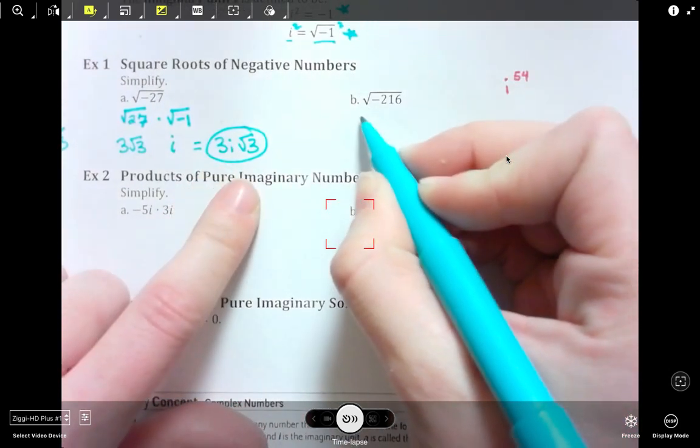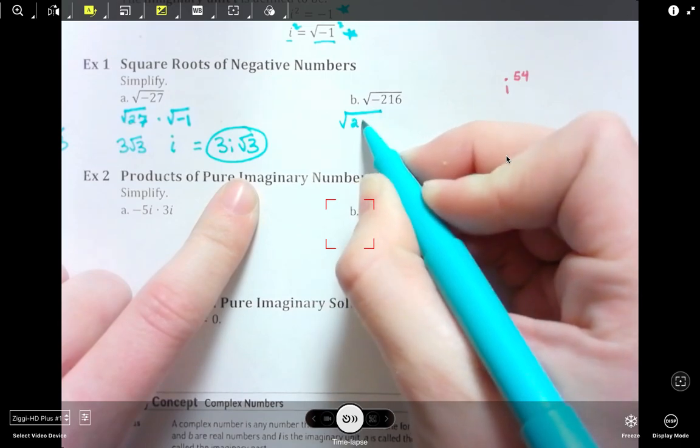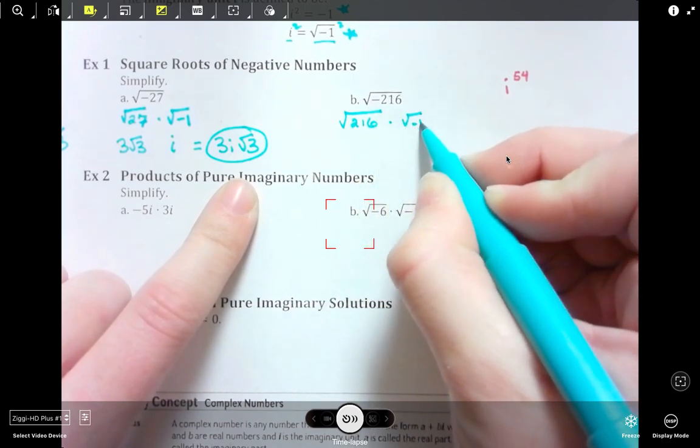All right. B is going to be similar to that. So the square root of 216 times the square root of -1.